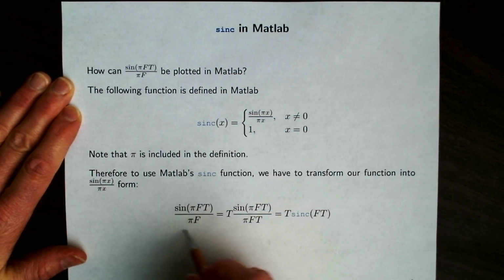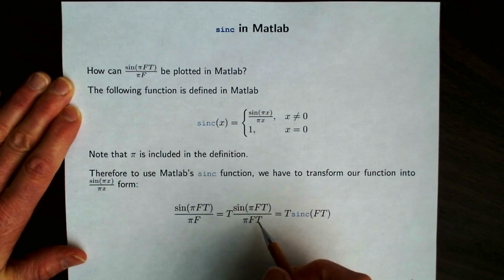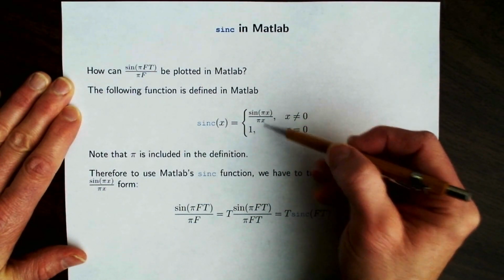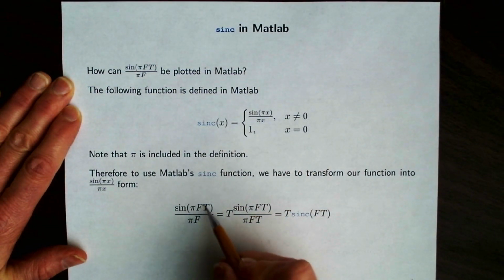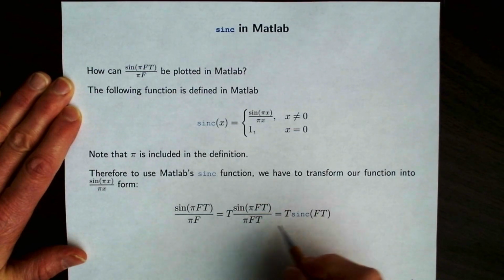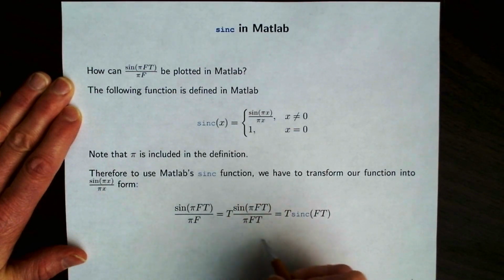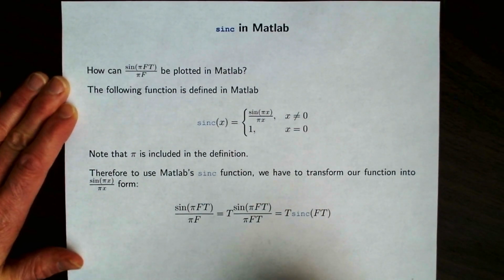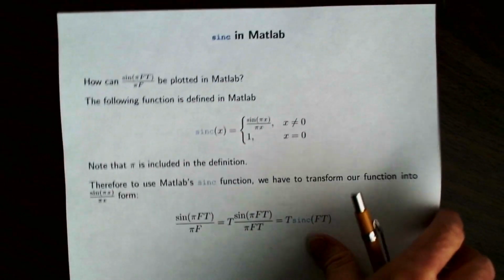And so if we want to plot our sinc function, what we have to do is put it in the form of MATLAB's sinc function. Note that in MATLAB's sinc function, the argument x appears in the numerator and denominator, and so we need to make our function look the same. So we'll introduce a t in the numerator and denominator, and the function that we want to plot is t times sinc of ft in MATLAB. Let's take a look at a little bit of code that can evaluate this function.